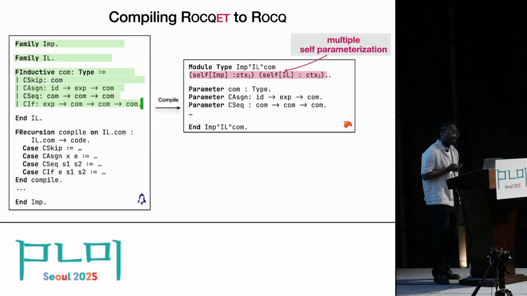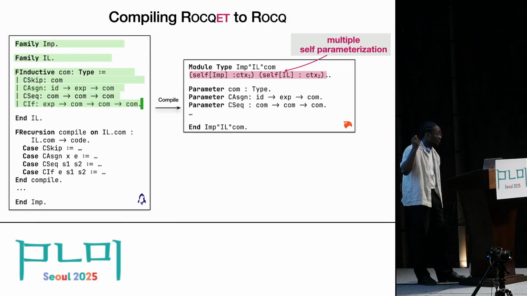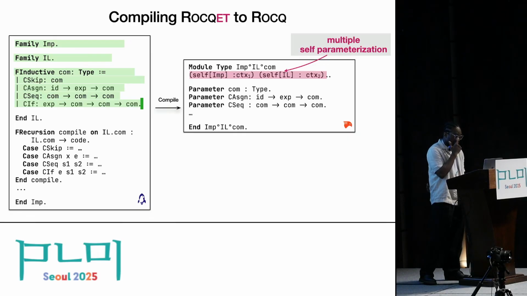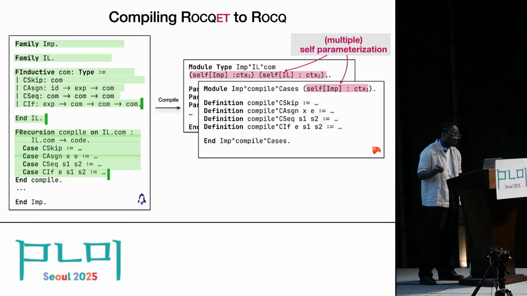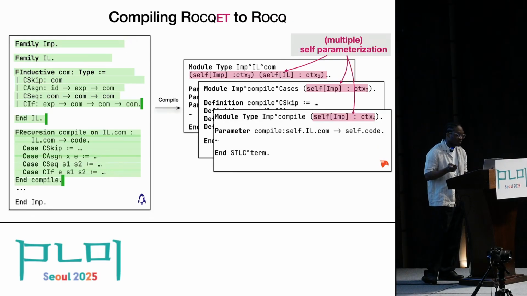So here, for illustration purposes, I've nested the com inside a nested family called IL. So we can see that we compile this IL, and we have two parameters which represent how nested it is in the family. So we have parameters that represent the self-parameterization of each family. And I'll do a similar thing for F recursion, and do a similar thing as we compile the function.